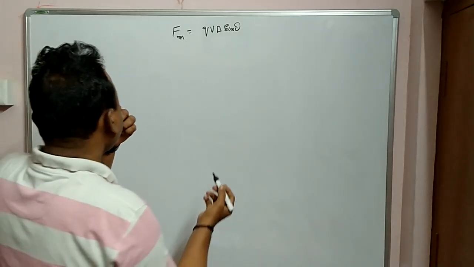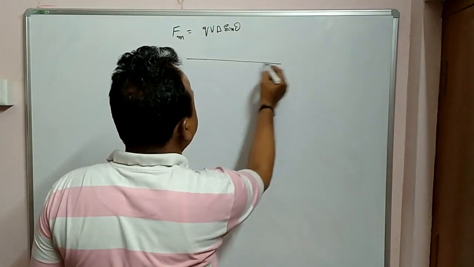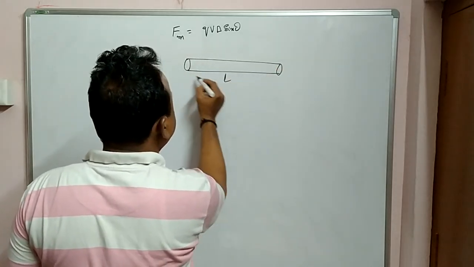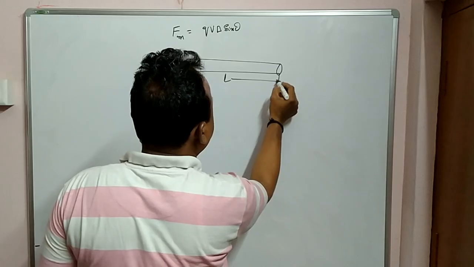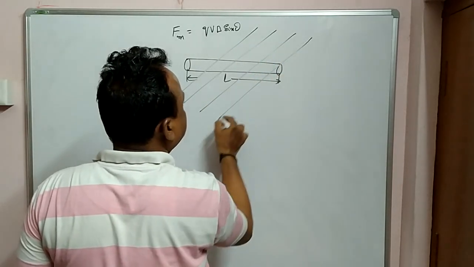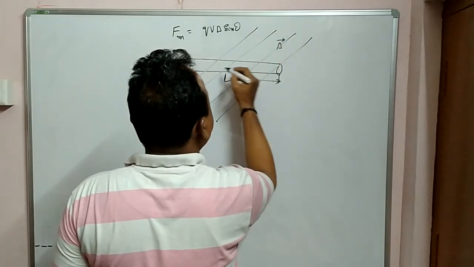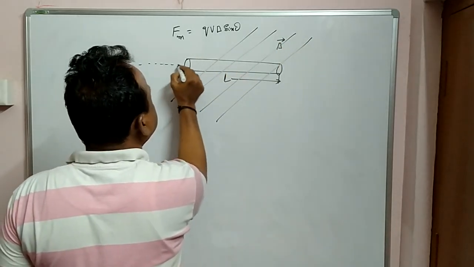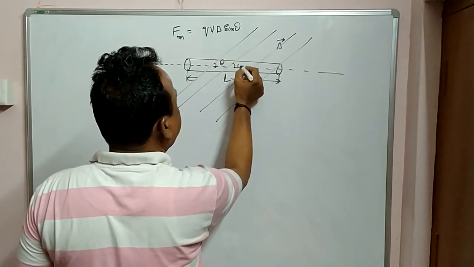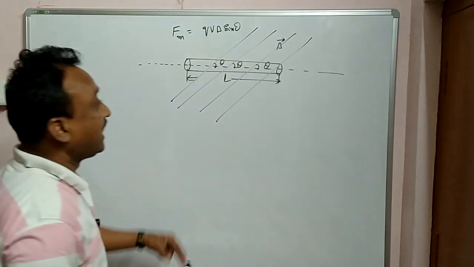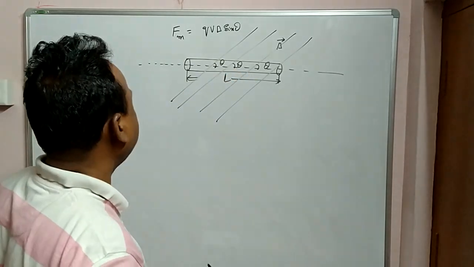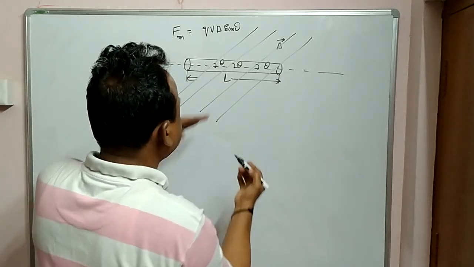For example, this is a conductor. Suppose the length is L, and suppose this conductor is placed in a magnetic field. This is the axis of the conductor. Let this axis make an angle theta with the field. And please note, axis in the sense the length.